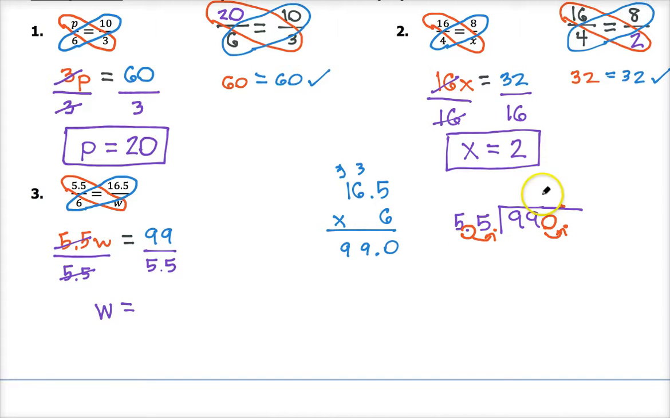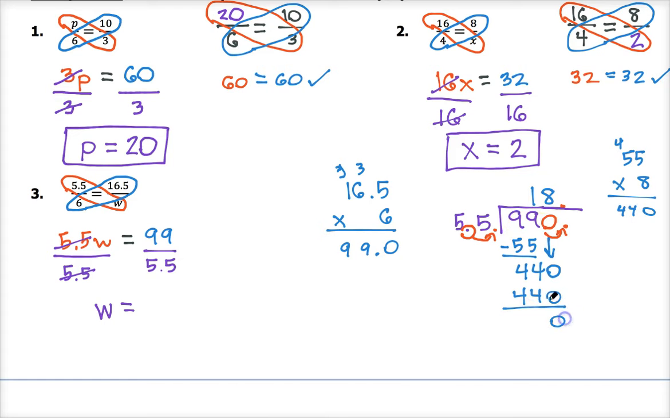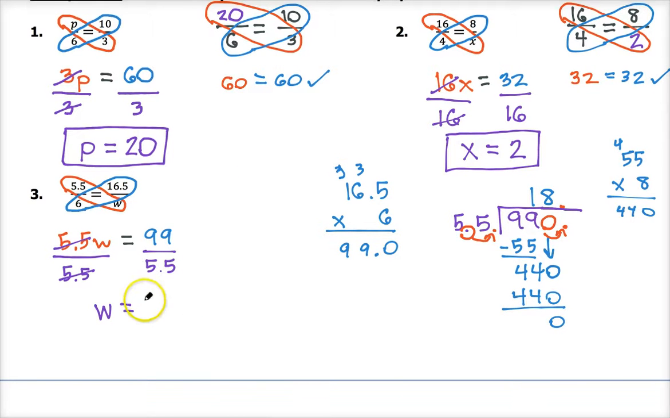55 will go into 99 one whole time. So I multiply, subtract, and I get 44 left over. I can bring down this 0 now. 55 will go into 440 8 whole times. 55 times 8 is exactly 440. So you get a whole number for your answer here, and that whole number is 18. So w equals 18.